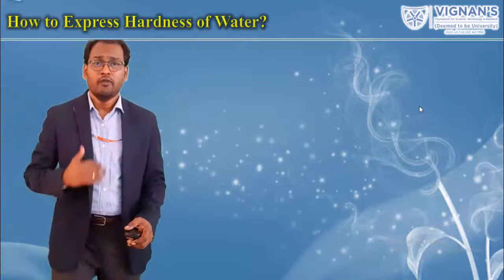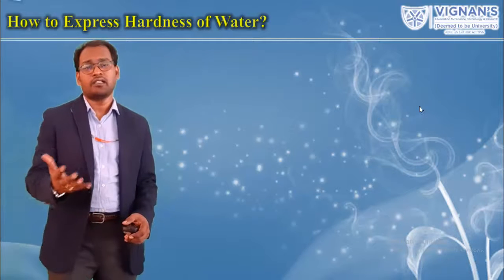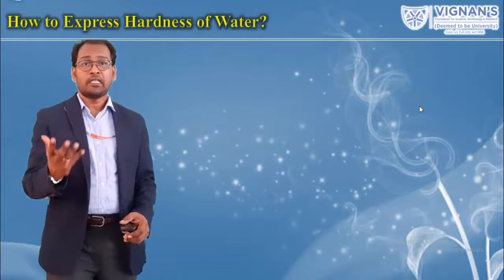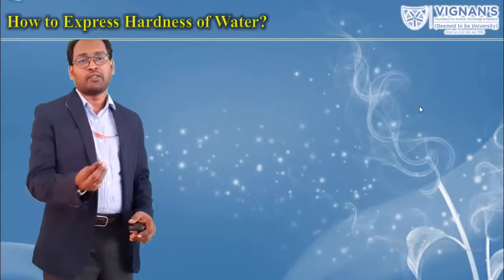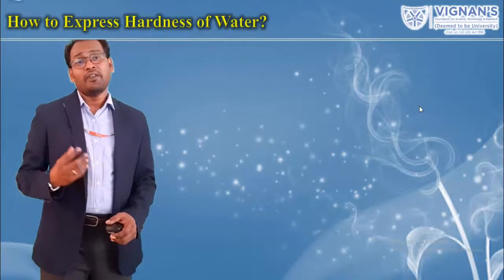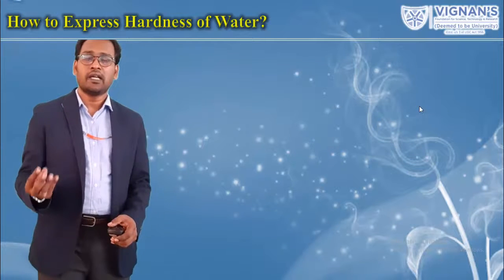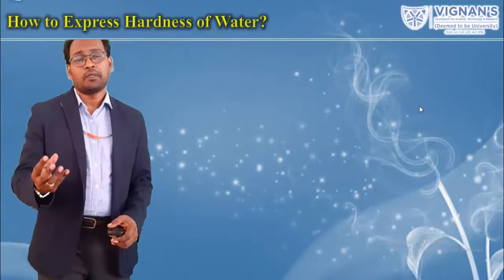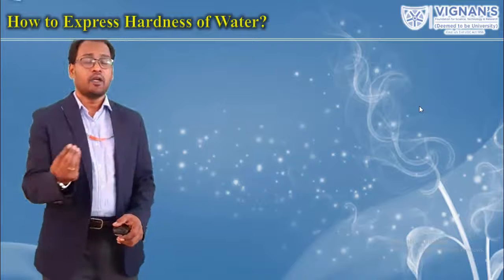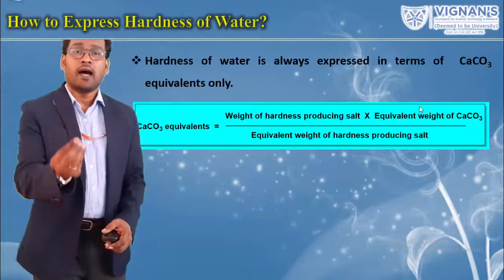If this is clear, we will move on to the next topic: how to express the hardness of our water. We saw it is the amount of dissolved salts. So how are we going to express this amount? To express this amount of hardness, you need a specific unit. There are different units practiced, but we can't always express in grams. When you do an analysis, you will get results in grams, but you can't express it that way. We have to compare it with a standard material and then give the number. This is how you have to express the hardness of water.